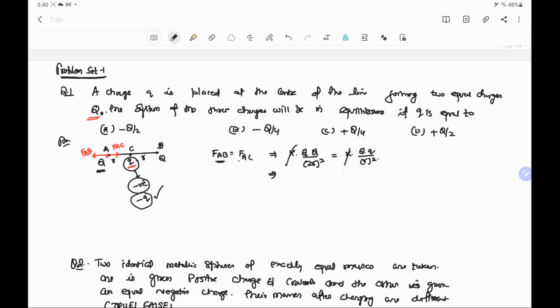We solve it. K is common, so it will cancel out. Q is common, it will cancel out. And R squared will also cancel out. The remaining is Q divided by 2 squared equal to small q. That means small q equals Q by 4. So as a final result, we can say q is negative in nature, and its magnitude is Q by 4. Hence, option B is correct.